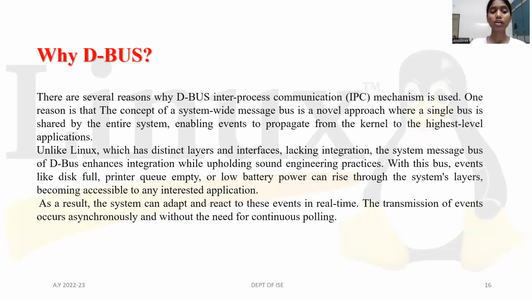Why Dbus? There are several reasons why the Dbus interprocess communication mechanism is used. One reason is that the concept of a system-wide message bus is a novel approach where a single bus is shared by the entire system, enabling events to propagate from the kernel to the highest level applications. Unlike Linux, which has distinct layers and interfaces lacking integration, the system message bus of Dbus enhances integration while upholding sound engineering practices.